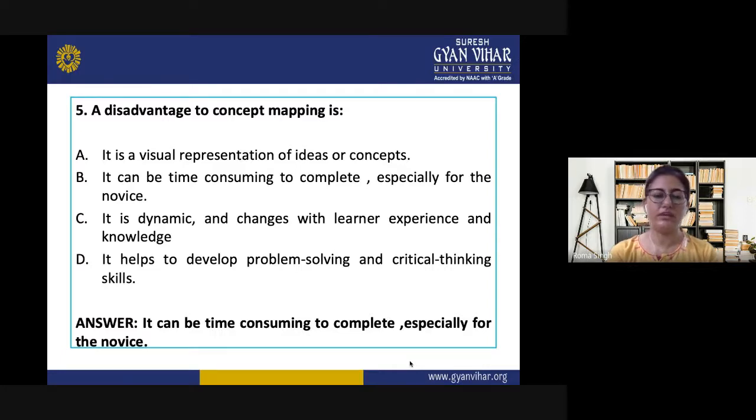So obviously when a student is not aware how to prepare mind maps or concept maps, and they have been following the rote memorization process, and they don't understand the concepts, then they will not be able to link the previous knowledge with the new knowledge. So this is how it will become a time consuming project for them.